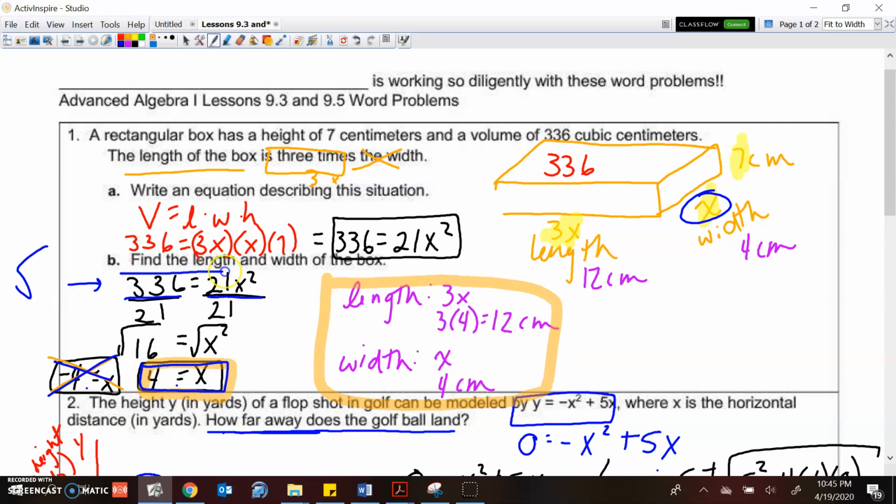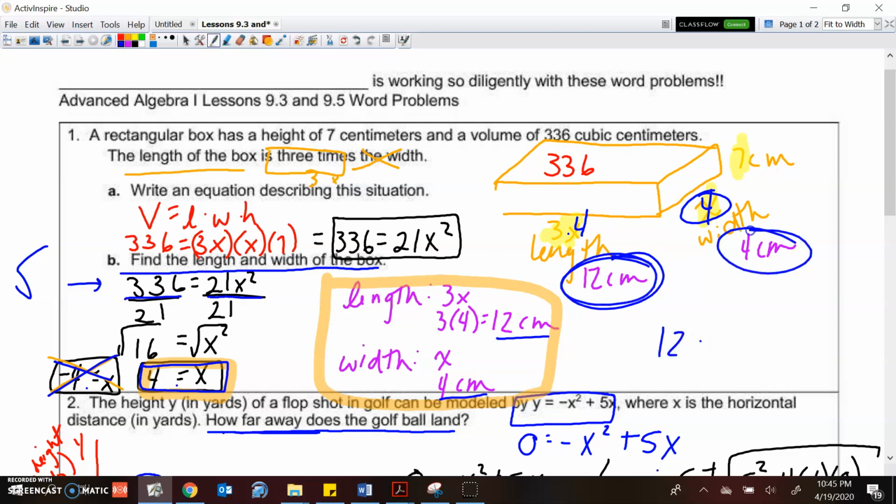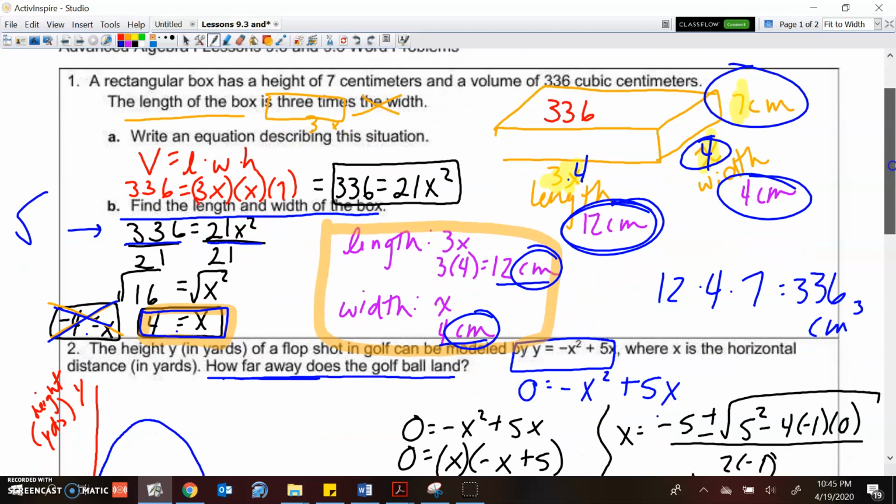But the question actually says find the length and width of the box. So then I substituted 3 times 4 and got 12. And x is 4, so I wrote that in here. My length is 12 centimeters, my width is 4 centimeters, and you can check this by doing 12, this answer, times this answer, times the 7 they gave us. If you do that, you do get 336 cubic centimeters. Make sure you label centimeters when you're listing your length and width.